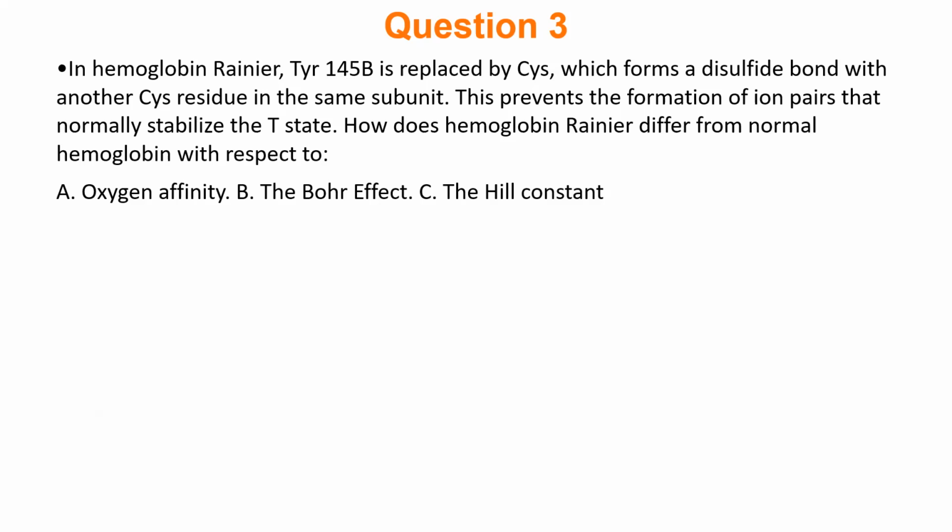Therefore, I want you to tell me in Rainier, how do the oxygen affinity, the Bohr effect, and the Hill constant change compared to normal hemoglobin? So again, this is a good way to check your understanding of all these ideas that we've been talking about today. When you have thoughts on that, please tell me what they are in chat, and we will meet back to discuss this in a few minutes.